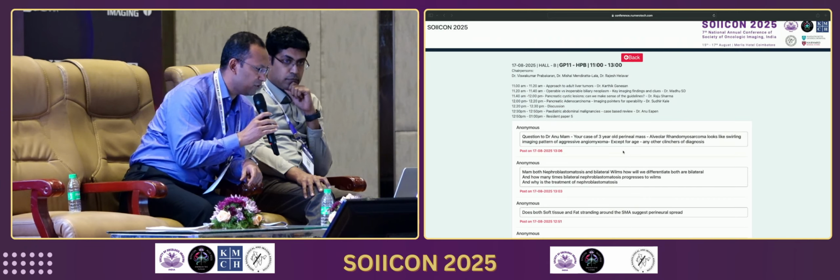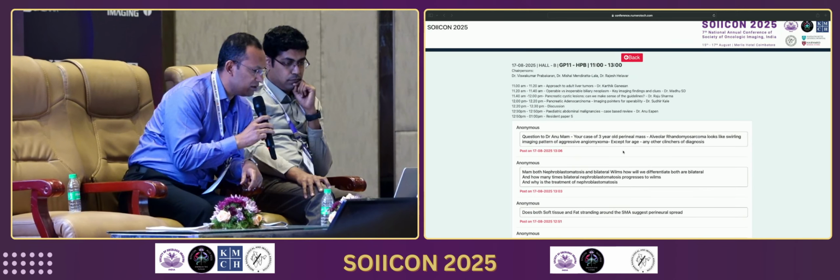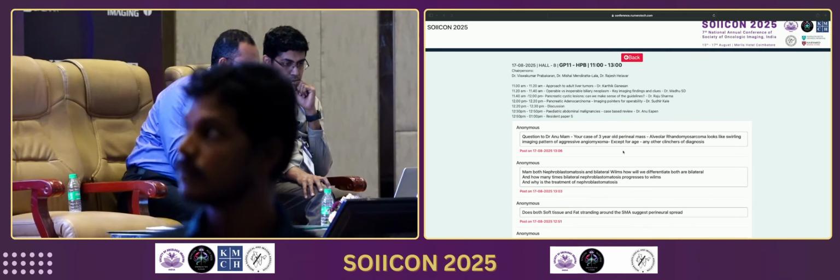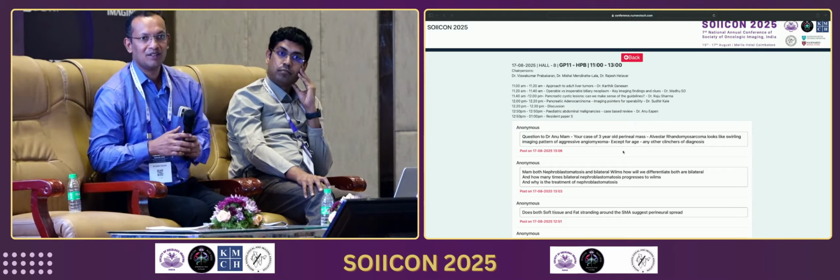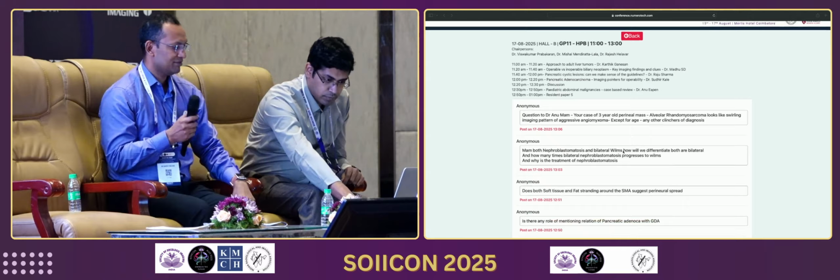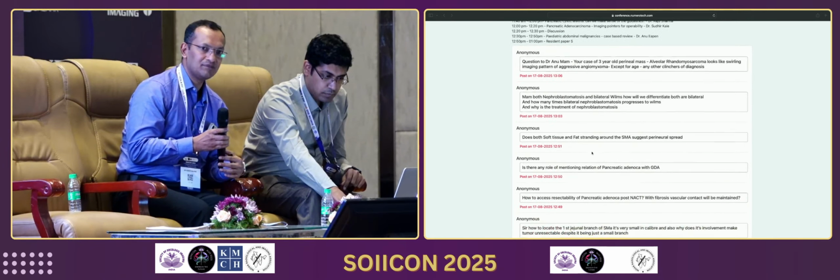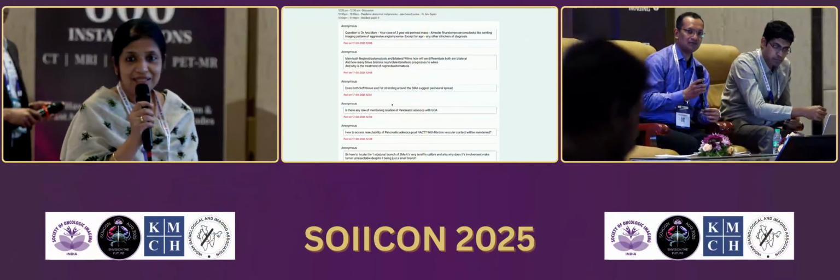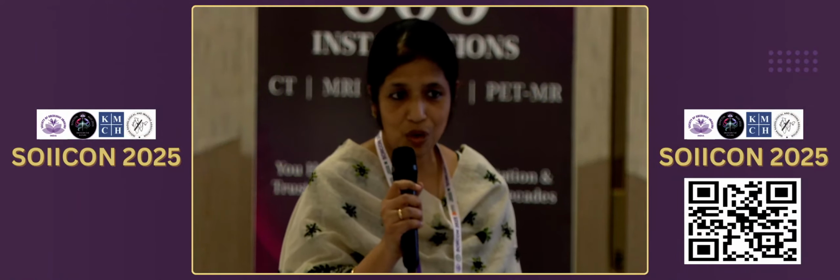Dr. Anu ma'am has a question for you. Your case of a 3-year-old with a perianal mass, alveolar rhabdomyosarcoma, looks like the swirling imaging pattern of aggressive angiomyxoma, except for age. Any other clinchers for diagnosis? This was actually non-contrast imaging. So what we were seeing is a bulky mass in the perineum. I don't know whether you can make a diagnosis of an angiomyxoma without seeing the contrast enhancement. So we had thought this could be a rhabdo because probably between the two, this may be a little more common. I'm not sure.